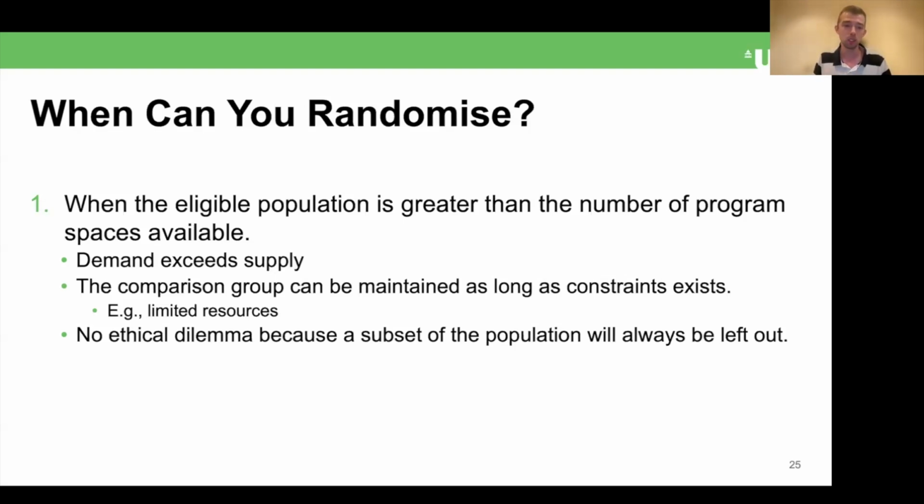Now, in this case, the demand exceeds the supply, and for that reason, we could have a comparison group that can be maintained as long as the constraints exist, the financial and resource constraints exist. In this case, there wouldn't be an ethical dilemma because a subset of the population would always be left out. And then actually randomization might be the fairest way of attributing these available places in the program.